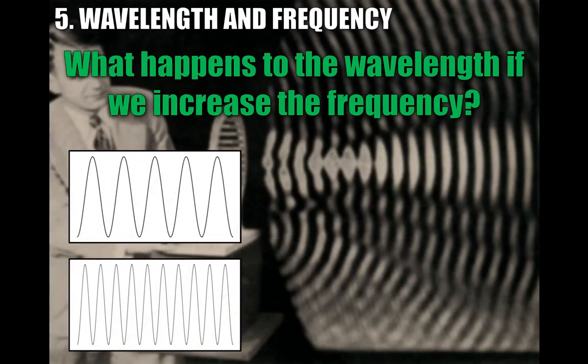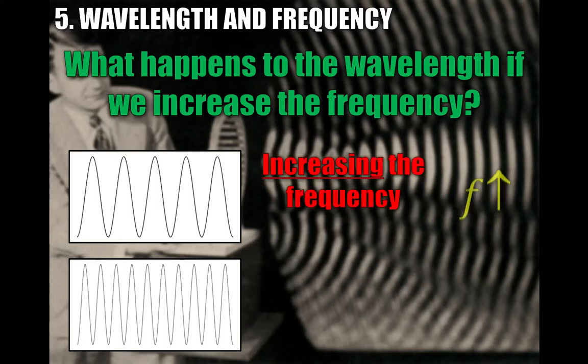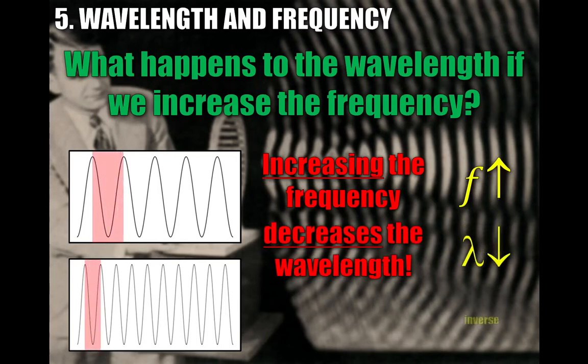Again, we notice a distinct difference in the wavelength between these two waves. So the wavelength does indeed depend on the frequency of the source. In this case, we notice that increasing the frequency, which is the wave on the bottom, caused the wavelength to decrease. This is an inverse relationship. Mathematically, we can express this as lambda proportional to 1 over f. We notice that dividing by a larger f, increasing the frequency, will decrease the wavelength.